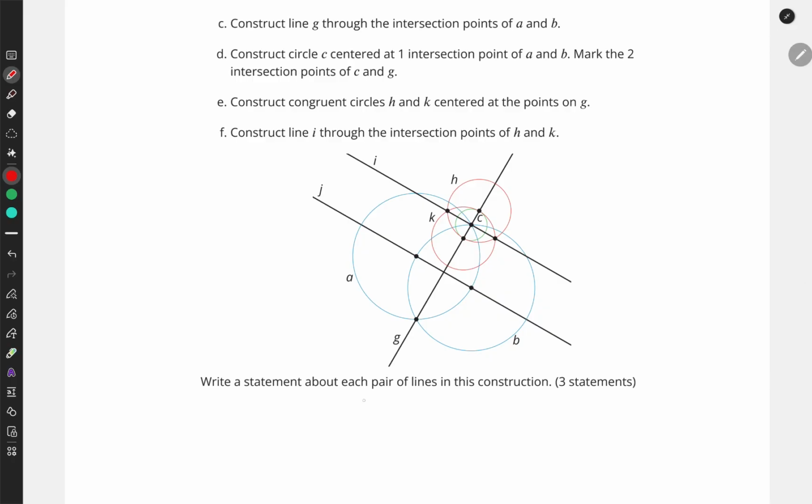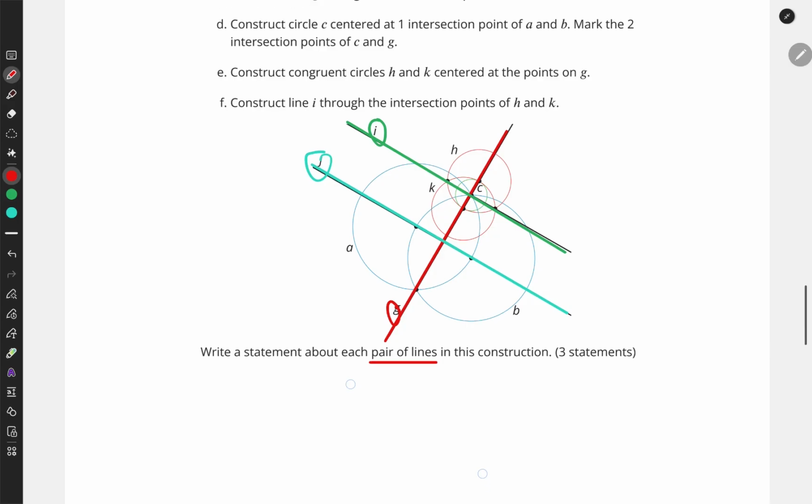We'll write a statement about each pair of lines. Some of you were writing some irrelevant things about circles and stuff, but we care about pairs of lines. So what are my lines? Well, my lines are I, J, and G. This is line G. This is line I. All right, that's line I. And line J is this teal one here. So all we're doing is comparing those lines.